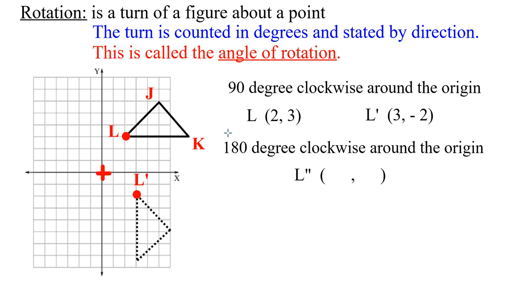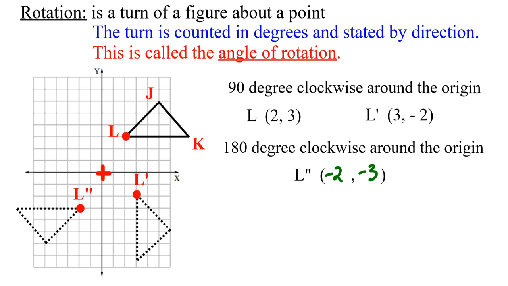Let's try it again now, looking at 180-degree clockwise around the origin. So we're going to go around the origin this way, coming in over here, and we can see how that L prime is moving over. So if I wanted to know where this L double prime is, it's now negative 2 and negative 3. That's its relationship from where it started to where it ended.